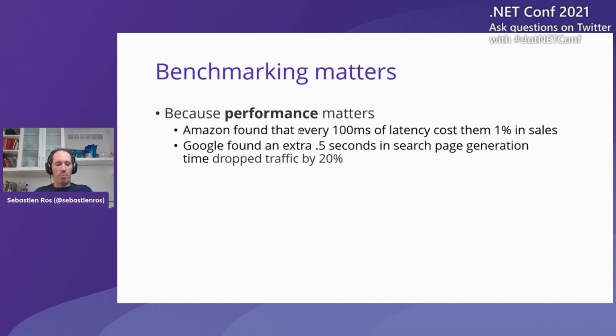Benchmarking matters. Benchmarking matters because performance matters. Two examples: Amazon found that every 100 milliseconds of latency cost them 1% in sales, which is a lot for them. And Google found that 0.5 seconds in search page generation time dropped traffic by 20%. Again, super important in this case, latencies.